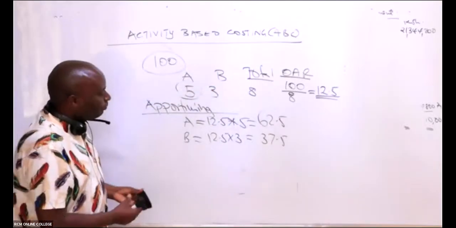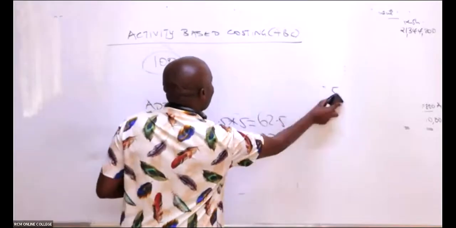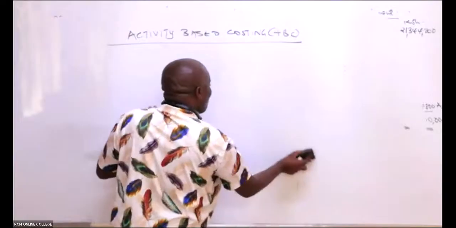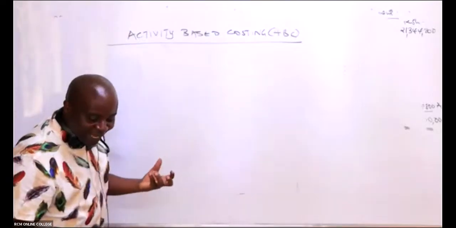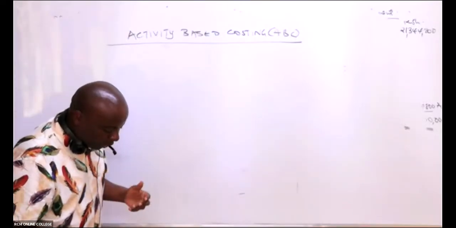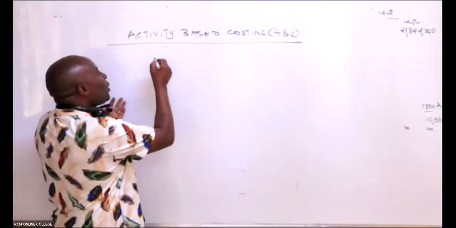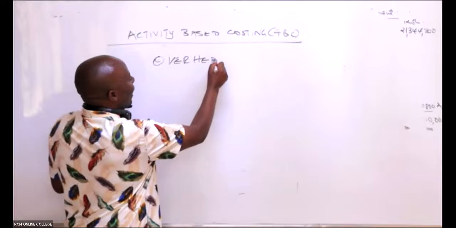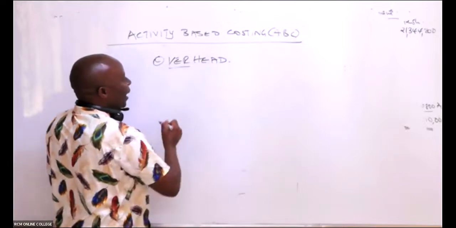And now that introduces us to what we call activity-based costing, and we shall be using this simple approach throughout. Now, when we talk of the activity-based costing approach, ladies and gentlemen, first of all, you need to appreciate what we are doing in terms of apportioning these overheads. First of all, what is an overhead?